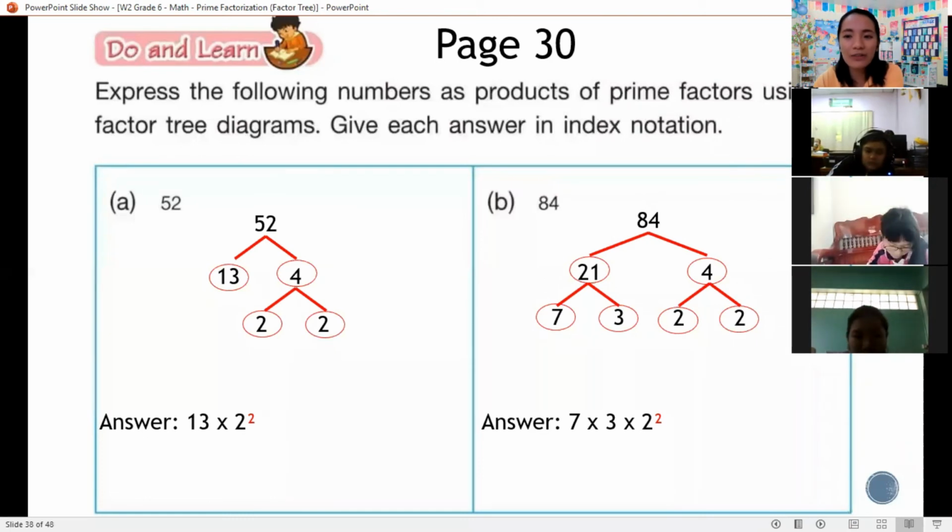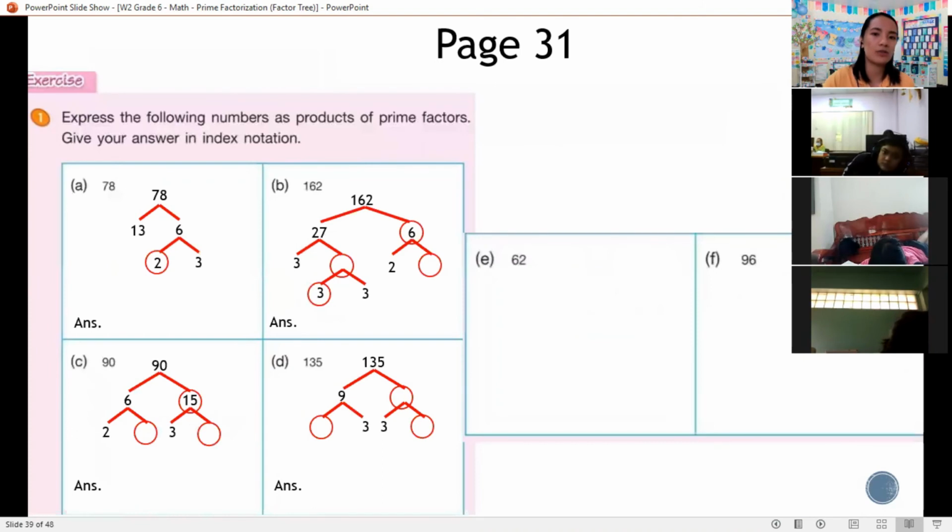For the others, do you understand? Can you follow us? If you have questions, ask me, okay? Yeah. So finish writing that. We can move on to page 31 later. If you're done, you can answer page 31 in advance. If you're done copying, let's move on to the next page.